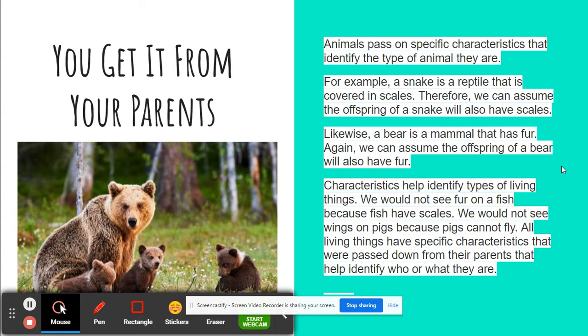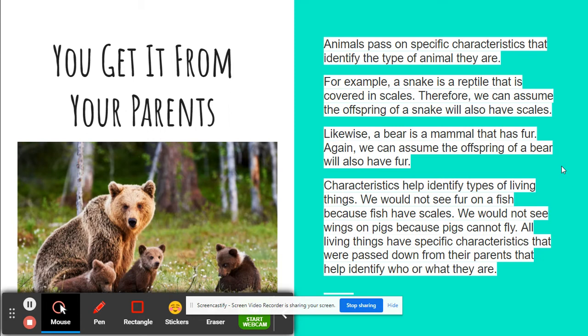Animals pass on specific characteristics that identify the type of animal they are. For example, a snake is a reptile that is covered in scales. Therefore, we can assume the offspring of a snake will also have scales. Likewise, a bear is a mammal that has fur. Again, we can assume the offspring of a bear will also have fur.